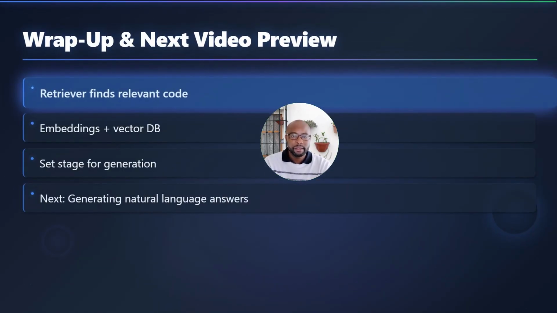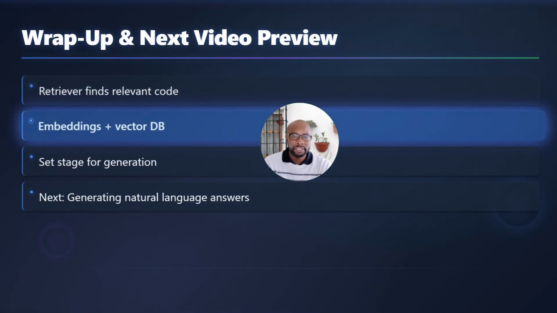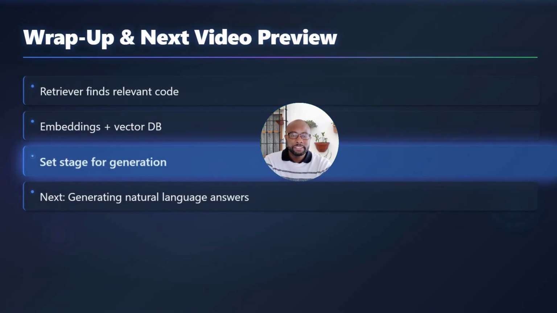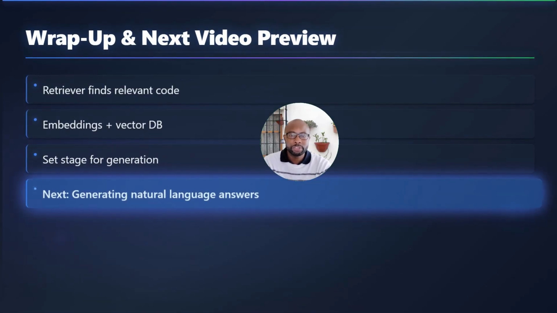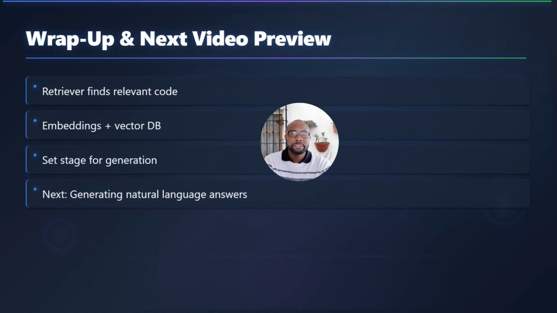To sum it up, a great retriever is the backbone of any RAG system. You've seen how to break down code, embed it, and query with vector databases. Next, we'll plug in a powerful generator to turn those retrieved snippets into clear, actionable answers.